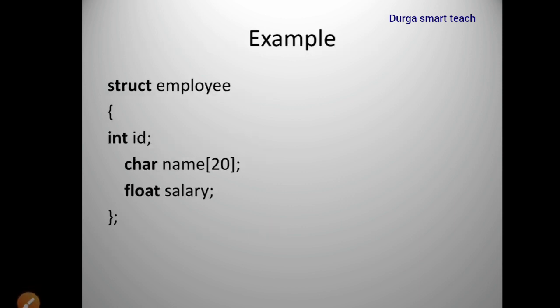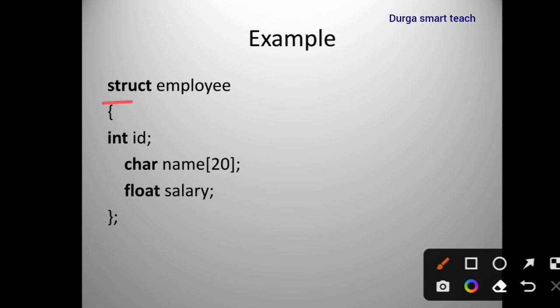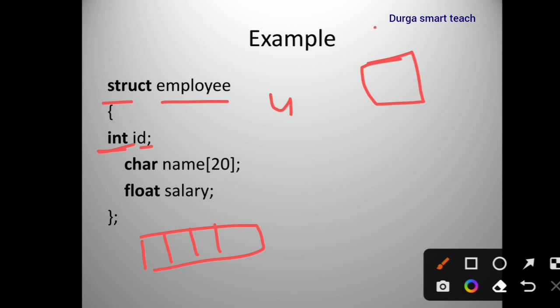The example is struct employee. What is employee? Employee is a structure name. Inside, int is the data type and id is the member. What is the int memory size? Int occupies 4 bytes of memory, so 4 memory locations are allocated. Each location represents 1 byte. So int occupies 4 bytes of memory.